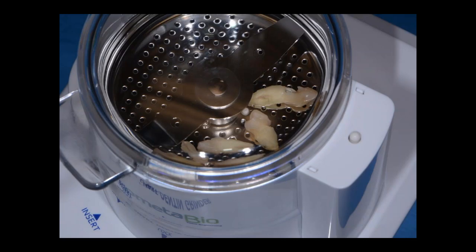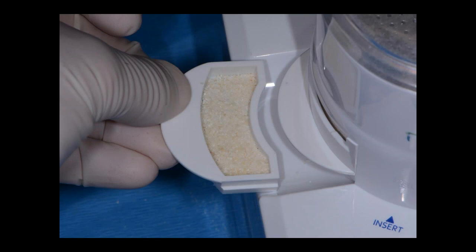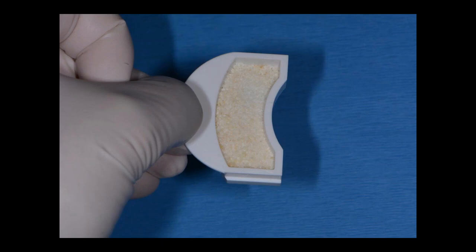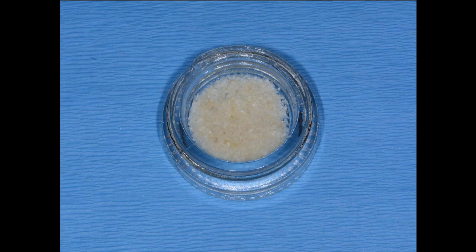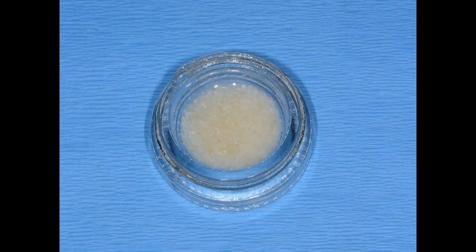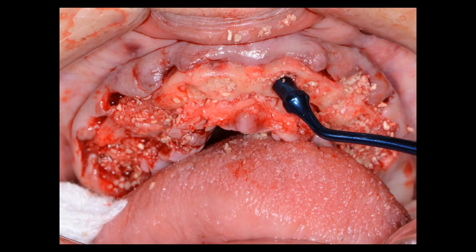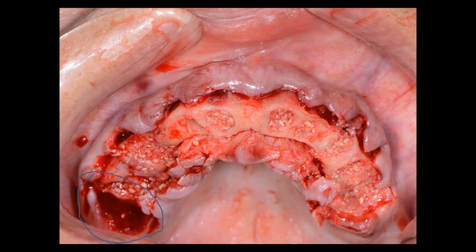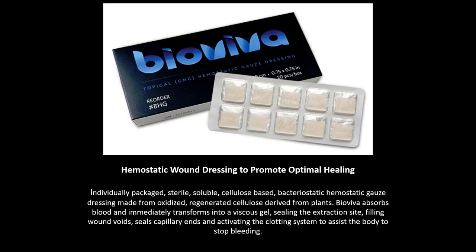And what you'll find is that you actually get a very nice graft. And what you'll find is the enamel particles work very much like cortical bone, where it acts as a scaffold, where the dentin acts as cancellous bone. And here we have a free graft. So you notice we're placing this into the sockets. In the back areas, we're going to place the BioViva to control the bleeding.